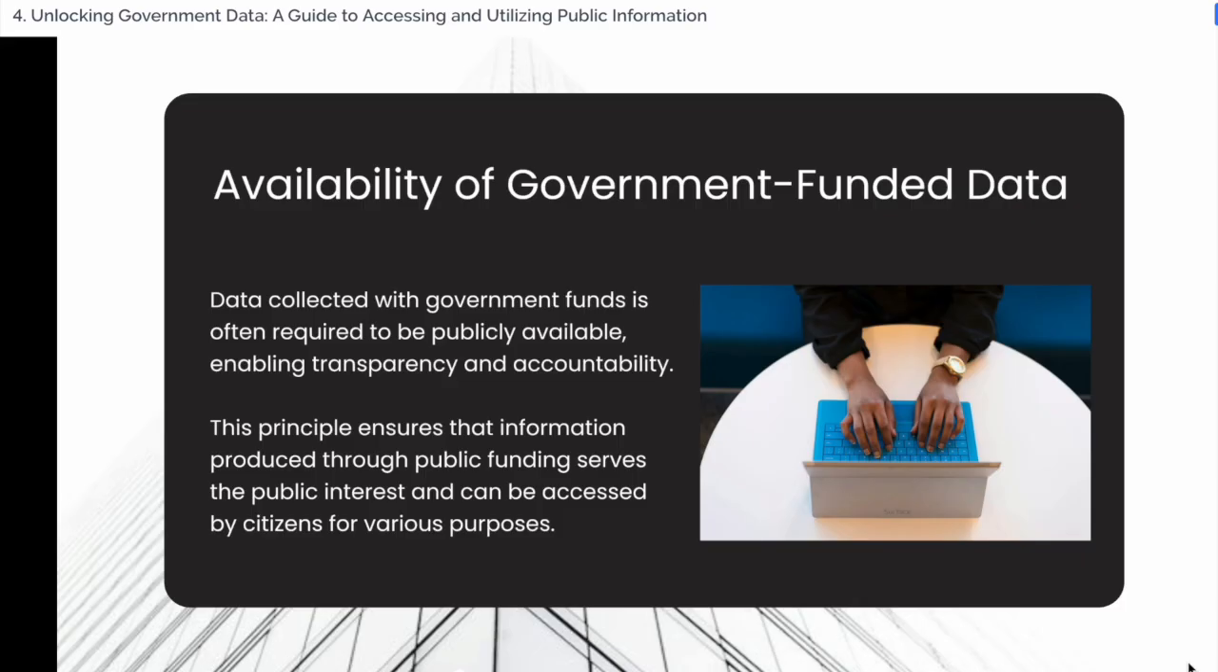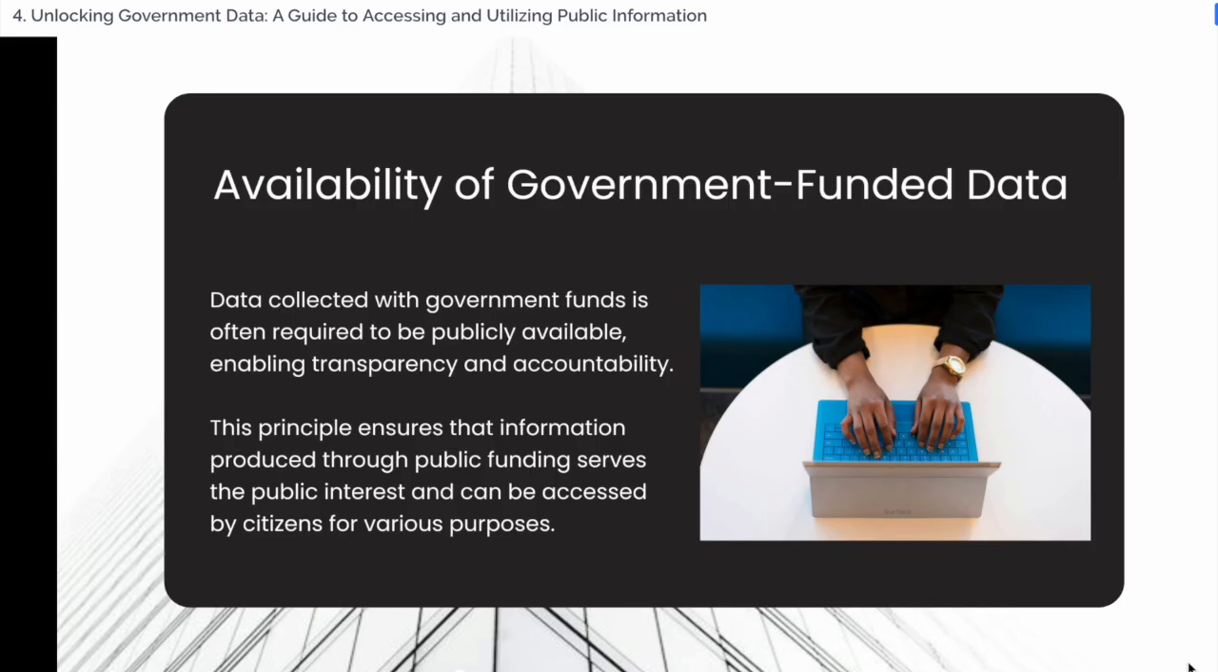So by the end of this series of webinars, you will probably be sick of hearing about how government-funded data should be publicly available. But it should, and it's really important. So I'm going to continue to say it. Data collected with government funds is often required to be publicly available, enabling transparency and accountability.